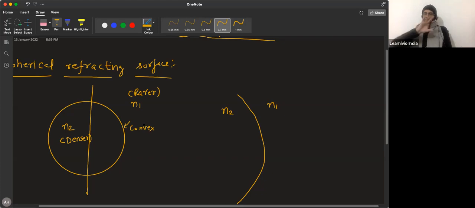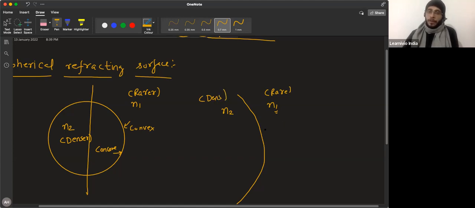This shape which is bulged outside is a convex shape, and this shape is known as the concave shape. So towards the rarer medium, this is rarer, and this is denser. Towards the rarer medium, if the face is concave, then the surface is a concave refracting surface. If the face is convex, then the surface is a convex refracting surface.